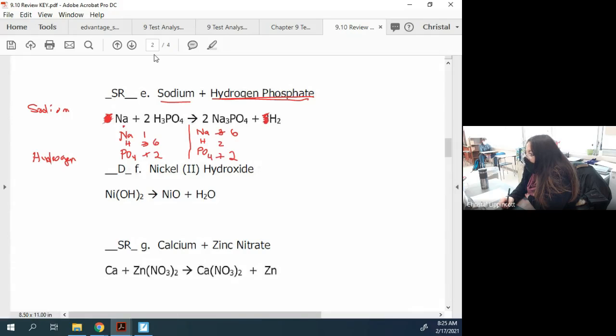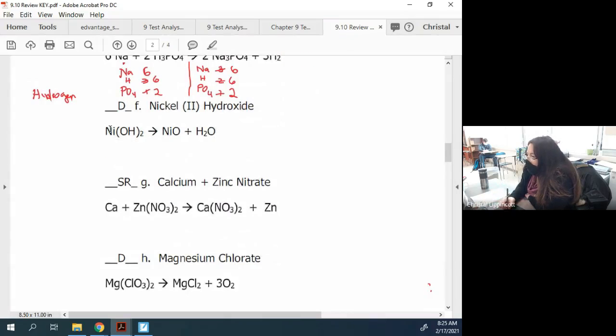Now I'm going to get my hydrogens to line up here. So my hydrogens, I need 6 hydrogens over here. What do I need to put here for my coefficient? 3. Okay. And that will take me up to 6. And I'm almost there. I just need to get my sodiums over here, which is an easy fix. I can get that up to 6 by putting a 6 there. Does that make sense how we get that to balance? All right.